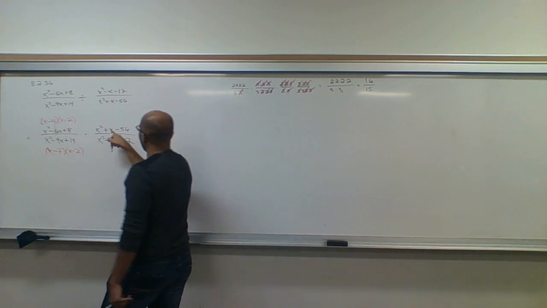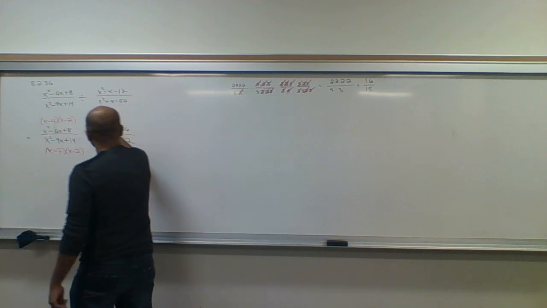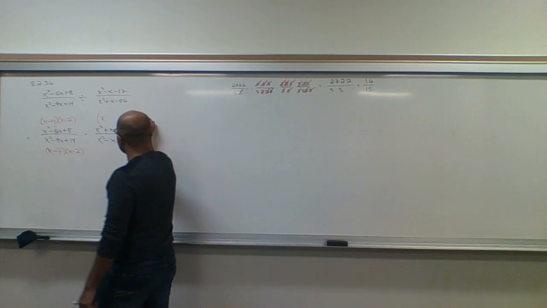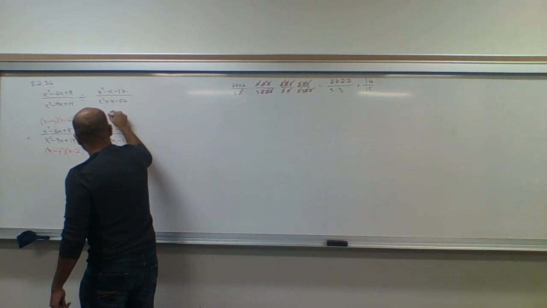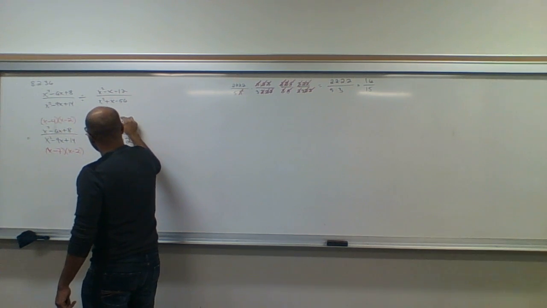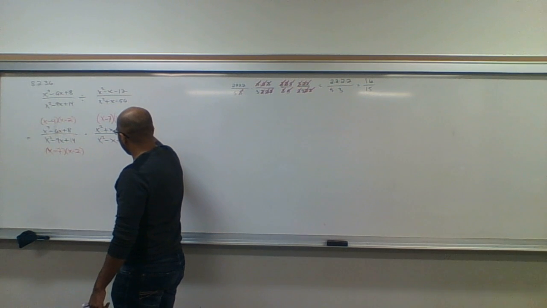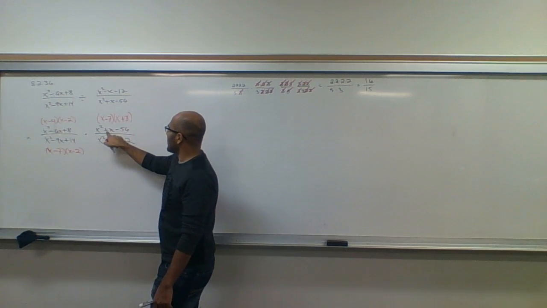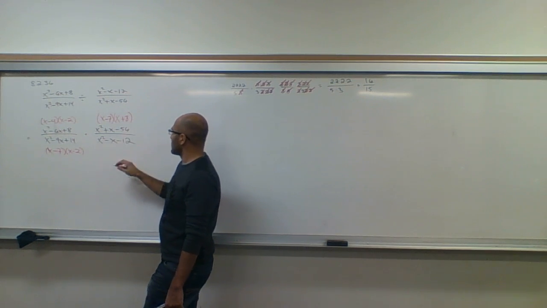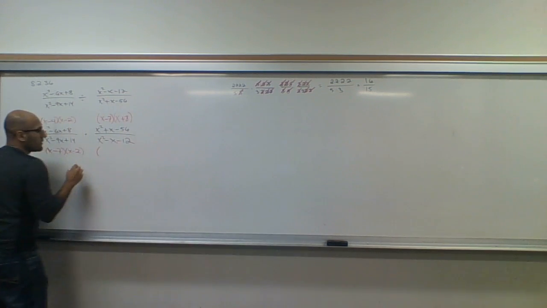What about this one? Multiplies to negative 56 but adds to 1. Negative 7 and positive 8. Right? Because they have to add up to positive 1 and then multiply to negative 56. Then finally, the last one.